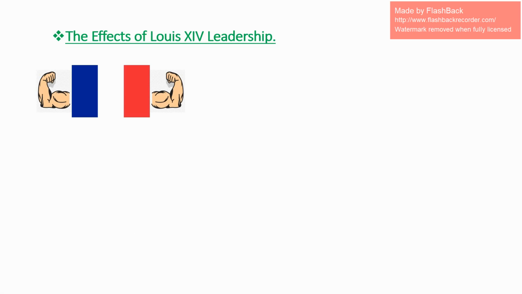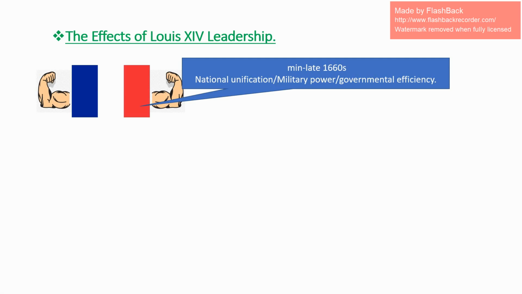At that time, France began to become like the strongest monarchy ever. And what time are we talking about? We're talking about the mid to late 1660s, around 1660, plus or minus. What happened at that time? The national unification, the military power, the governmental efficiency. All of these made France the strongest monarchy. No one had a military, governmental efficiency, or unification of the land like France under Louis XIV.